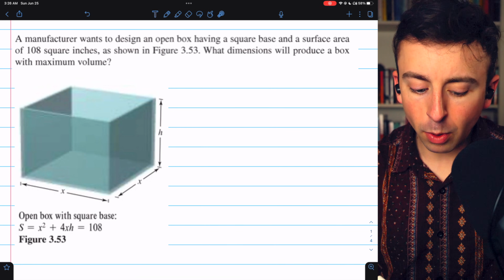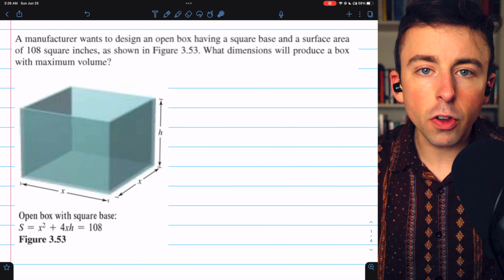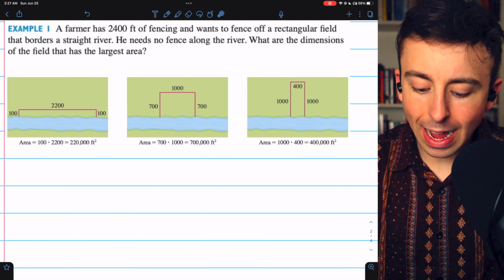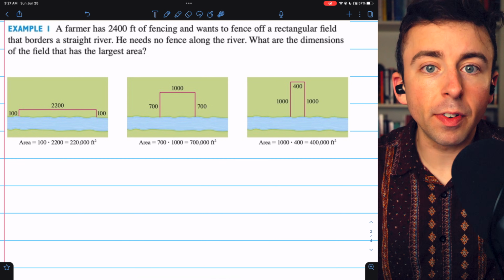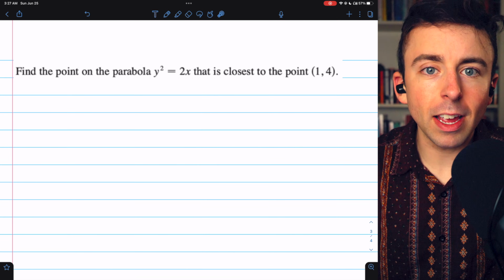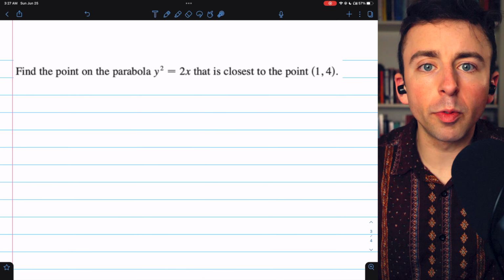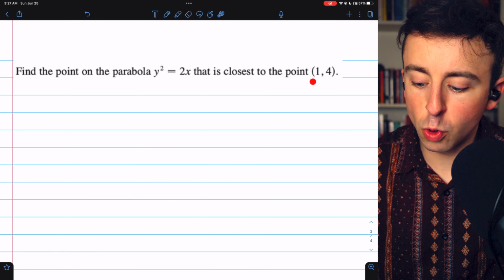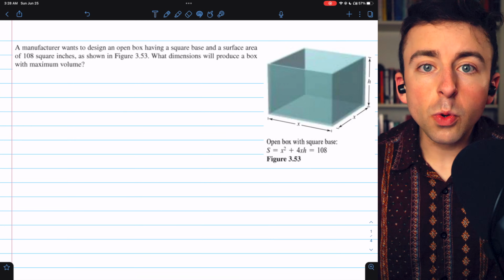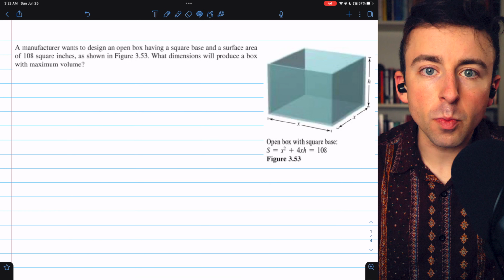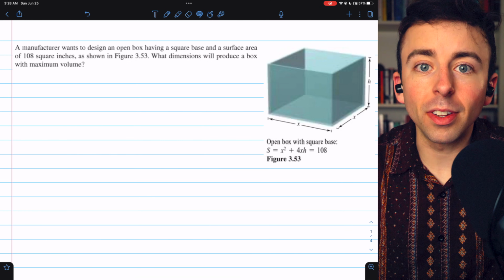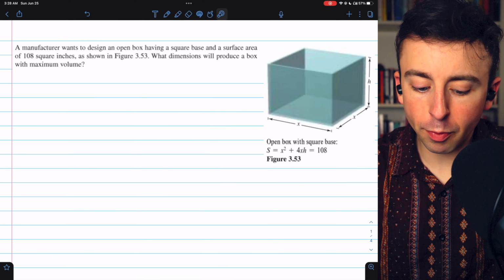In our first example, we will maximize the volume of an open top box. In our second example, we will maximize the area of a fenced off region. Our third example is the most difficult. We will find the point on a parabola that minimizes distance to a given point. We could do 1,000 different optimization problems, but the good news is they all more or less follow the same process. Let's begin with our first problem.